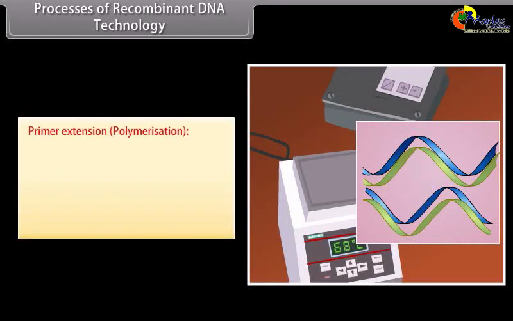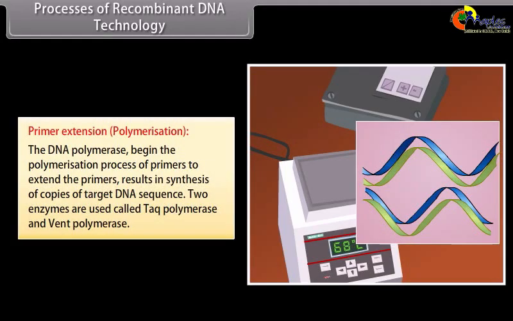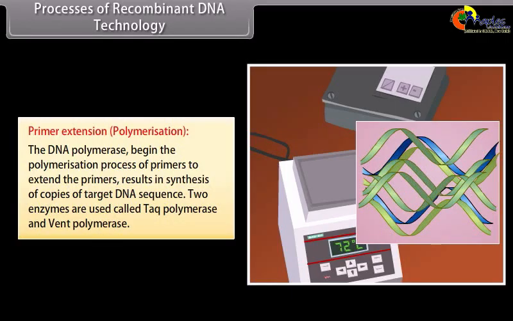Primer extension, polymerization. The DNA polymerase begins the polymerization process of primers to extend the primers, resulting in synthesis of copies of target DNA sequence. Two enzymes are used called Taq polymerase and Vent polymerase.